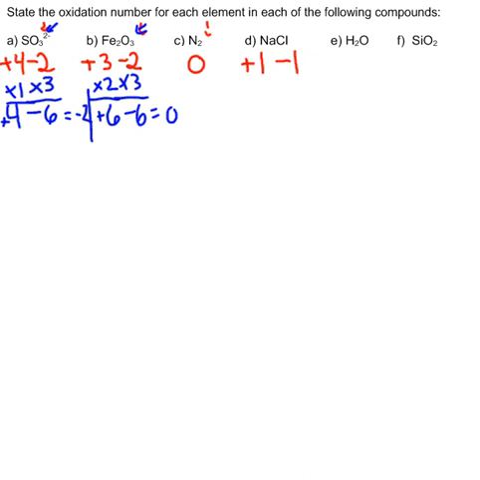H2O, well, we can follow just our general rule here. That's one that almost always works, is that oxygen will be -2 and hydrogen will be +1. And if you go through that, it should add up to 0 since there's 2 hydrogens and just 1 oxygen.